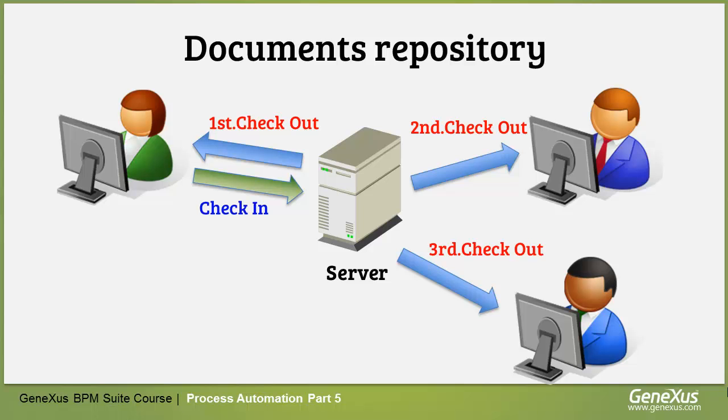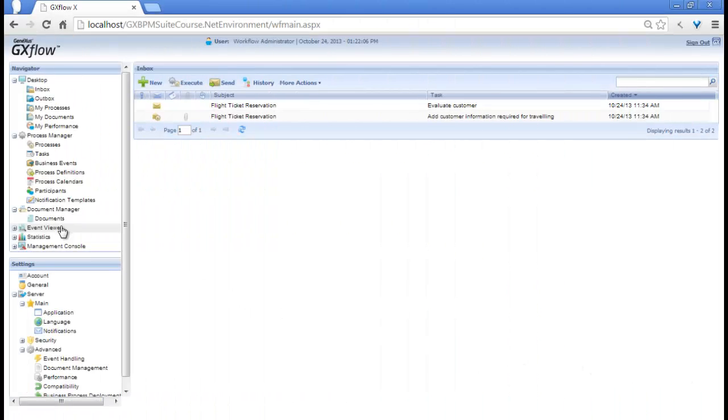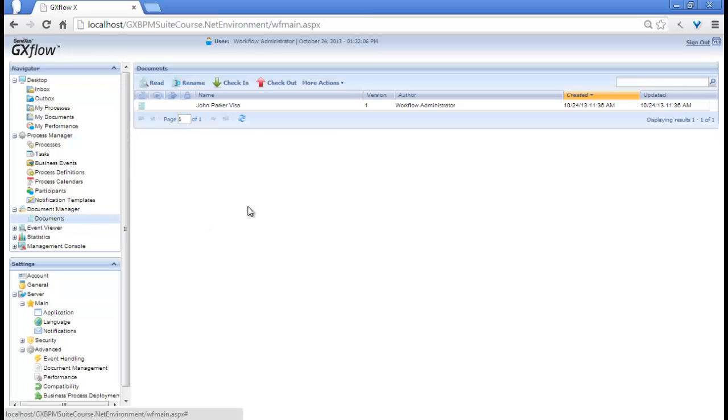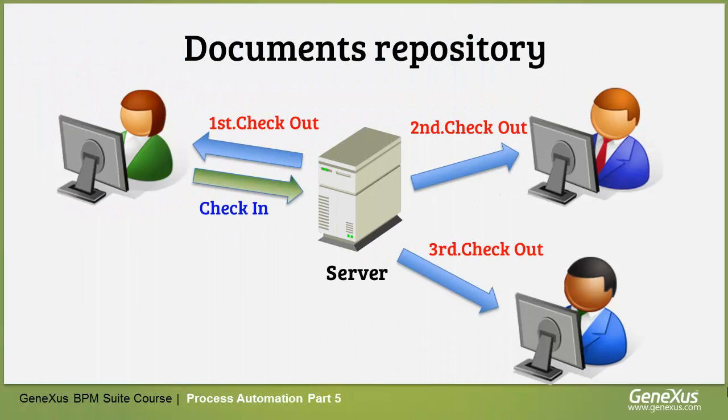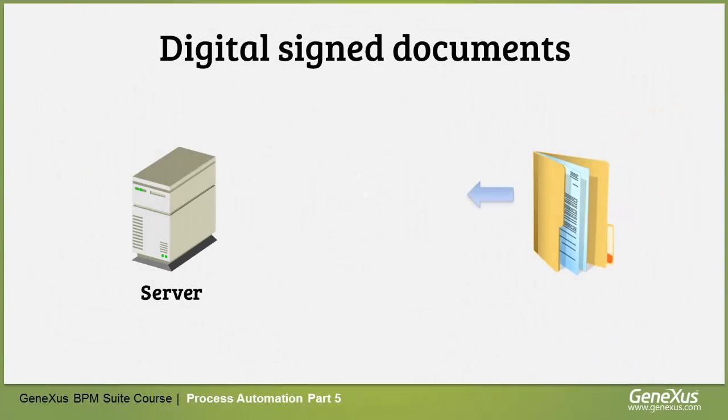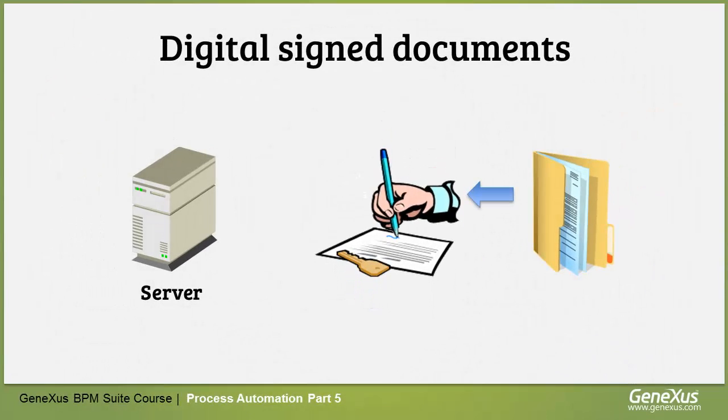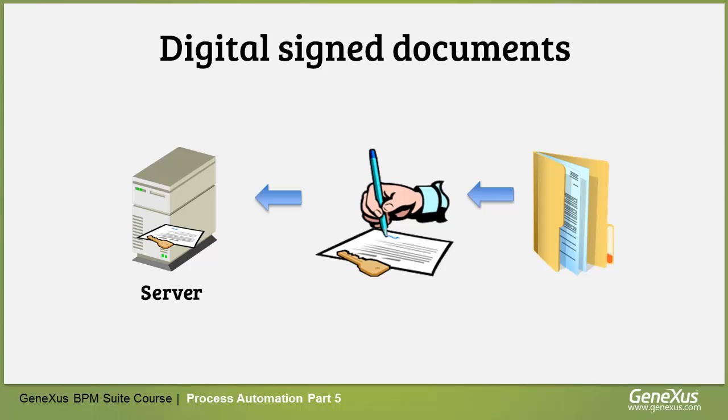Only the administrator user can cancel a checkout by opening the document manager and selecting More Actions. The administrator user can also make other operations such as renaming or deleting files. The documents uploaded to the server can be digitally signed. This feature ensures the document's integrity, that is to say, that it hasn't been altered, and confirms that the signature was made by a user. The certificate that authenticates the document makes it possible to assign a validity start and end date.